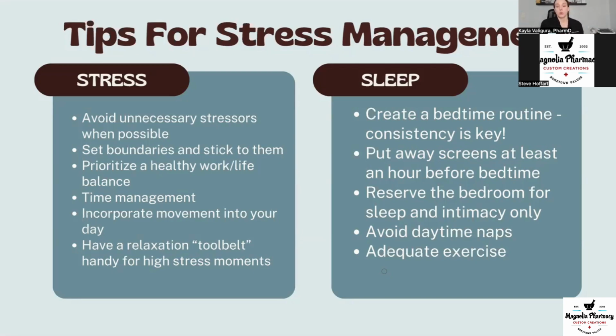Reserving the bedroom for sleep and intimacy. This kind of trains our brain to only associate it with those things. If we read in bed, sometimes that can affect our sleep, as well as daytime naps. That can also affect our circadian rhythm. And then adequate exercise can also help with making sure we're getting adequate sleep.